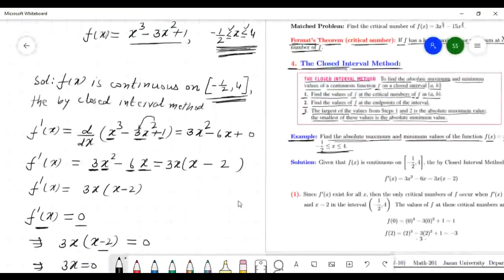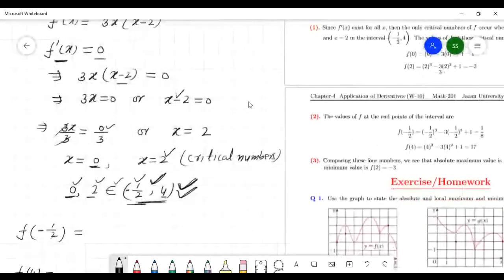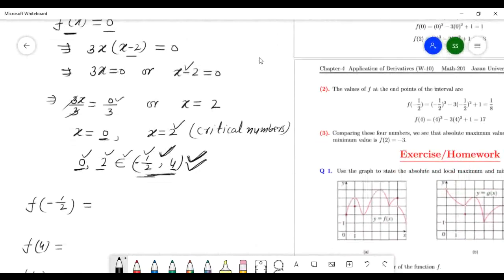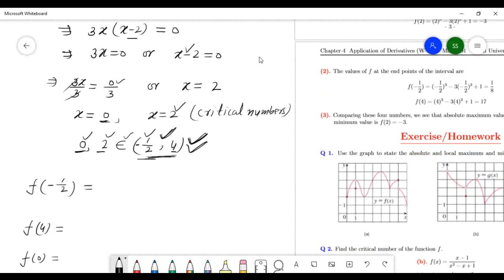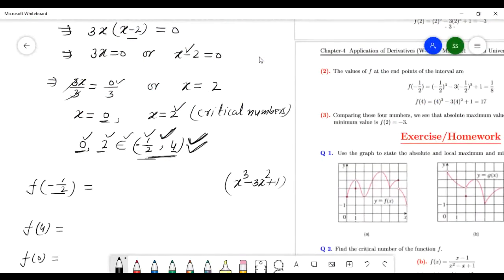The function is x power 3 minus 3x square plus 1. This is the function. So how do we find the extreme values? If you take x in this closed interval, take this number first, minus 1 and this also 4. So how do we find this?